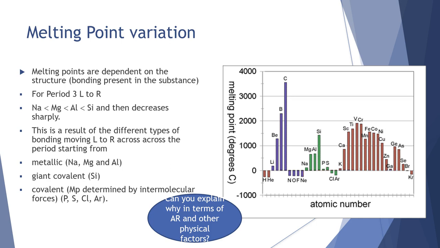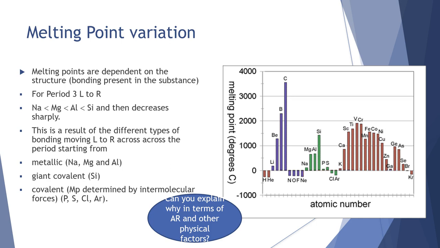One of the other things that we see is melting point variation. In some ways, this should have been in the previous slide when we were talking about physical properties, because melting point is a physical property rather than a chemical property. But with this, we do see some variation as we move across a period.